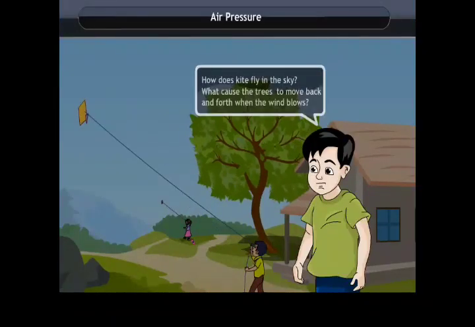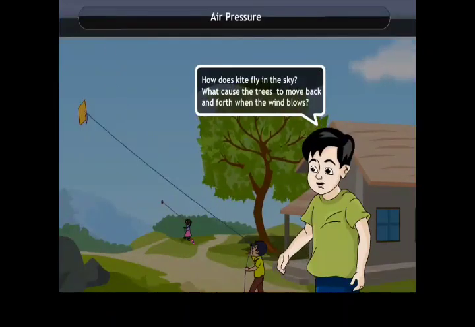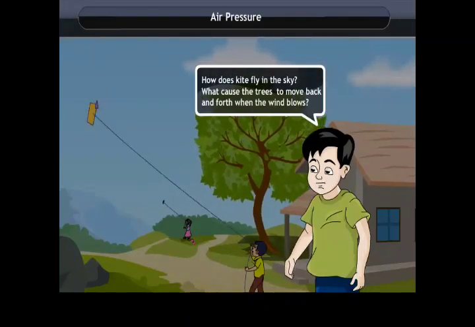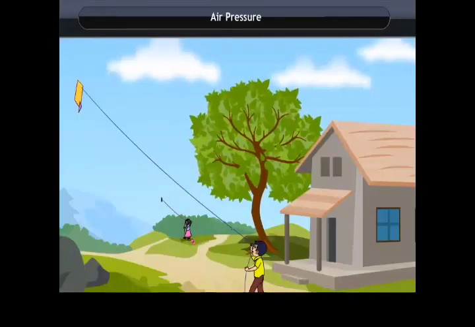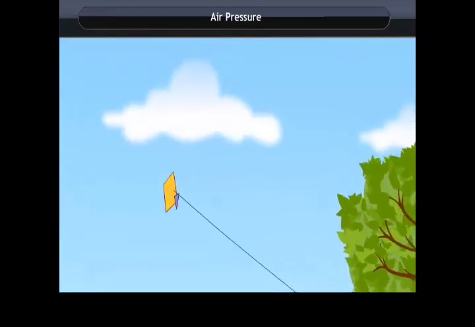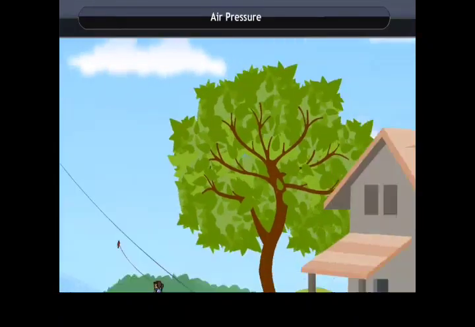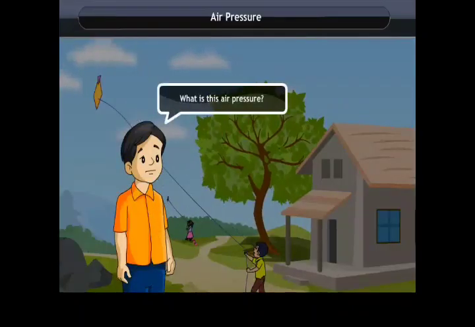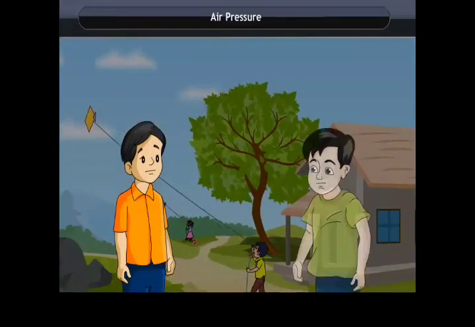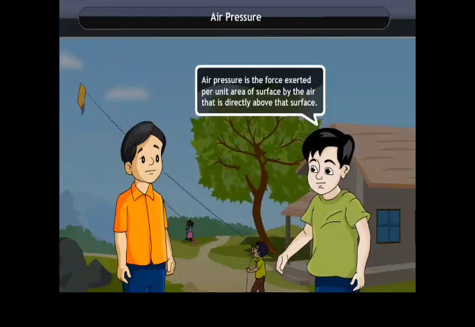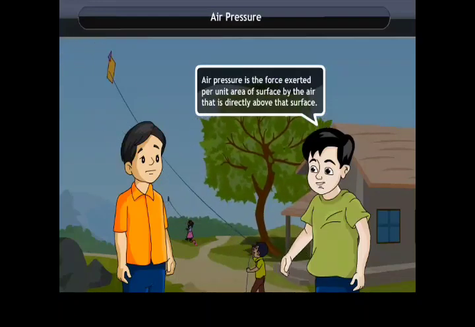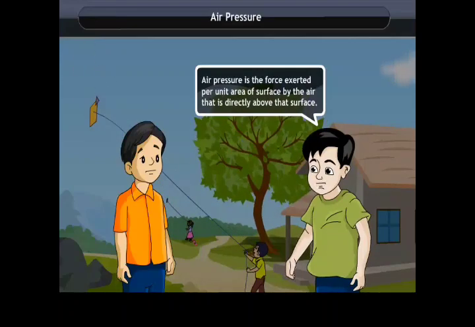Air pressure. What does make a kite fly in the sky? Why do trees move back and forth when the winds blow? The movement of flying kite and the swaying trees is because of the pressure exerted on them by air. What is this air pressure? Air pressure is the force exerted per unit area of surface by the air that is directly above that surface.